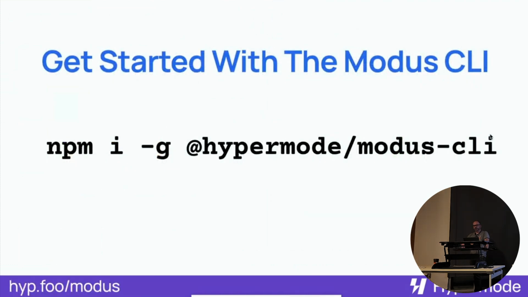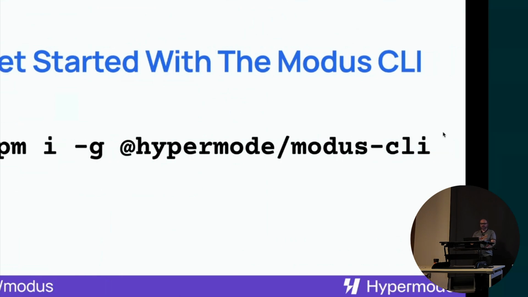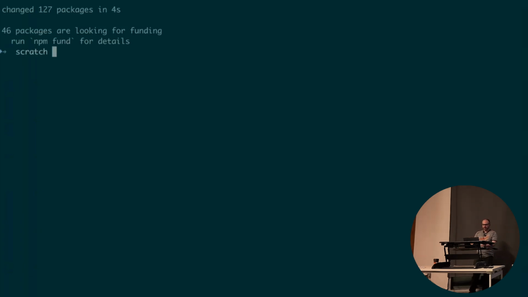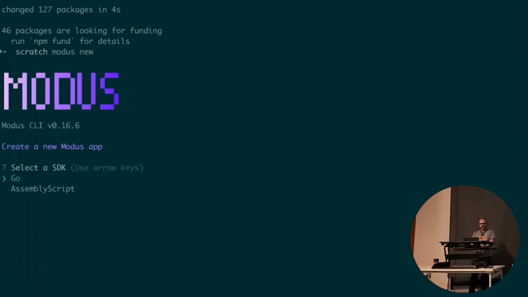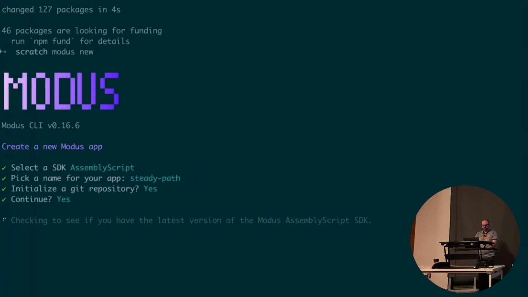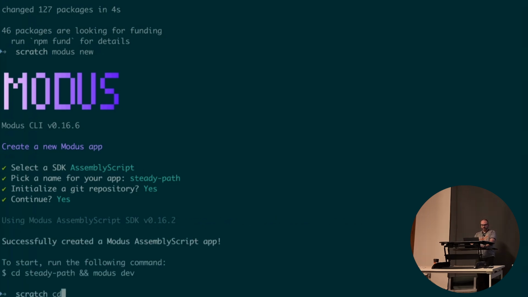But I want to talk about how easy it is to get started with Modus. So let's take a look here. The first thing we're going to do is install the Modus CLI from npm. I've already installed this, so this won't really do anything. And then I'm going to run Modus new. The Modus CLI is going to allow me to create new projects. We can choose from Go or AssemblyScript. I'm going to do AssemblyScript. We'll just pick a name at random and get started. This is going to skeleton out my Modus project.